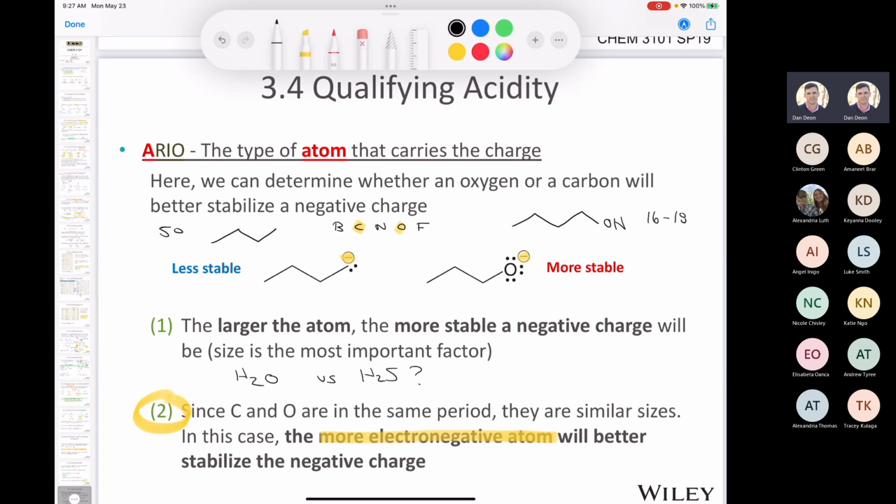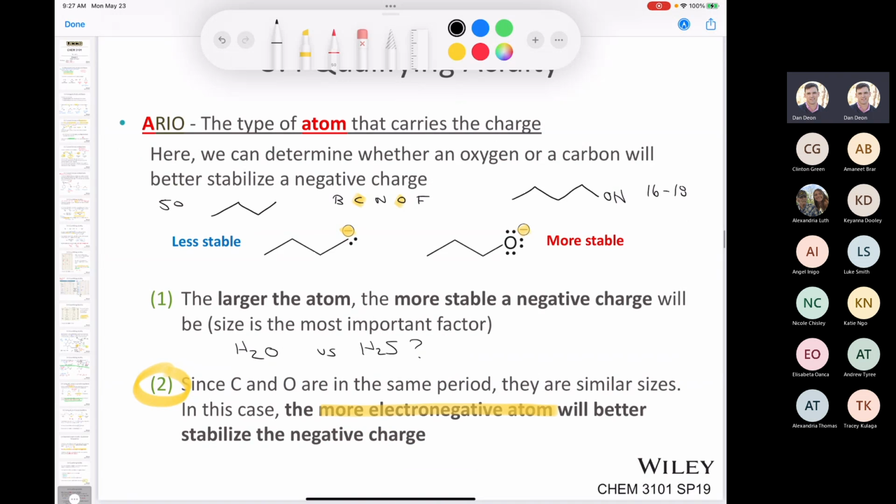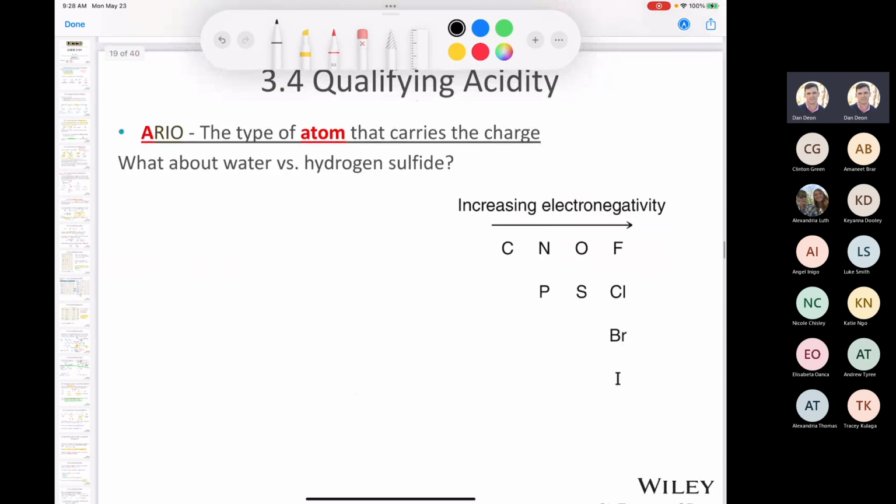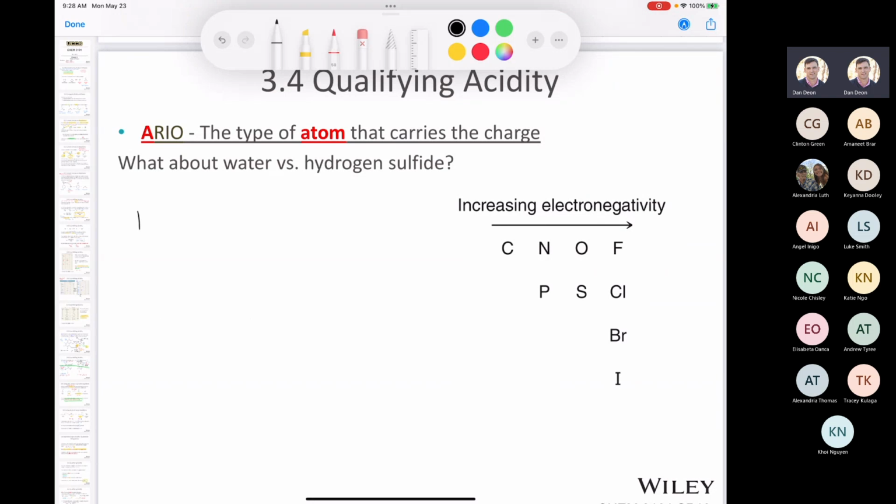Yeah, sulfur. Definitely sulfur, right? Because it's lower in the group. So let's go back to it. We've got water, H2O, and we've got hydrogen sulfide, H2S. Which one is a stronger acid?